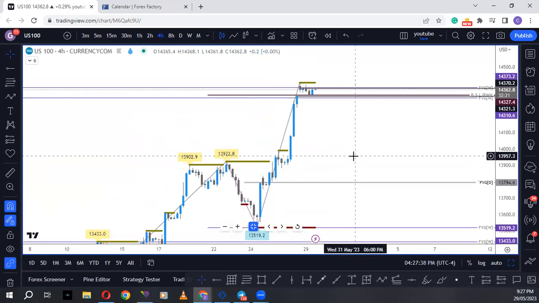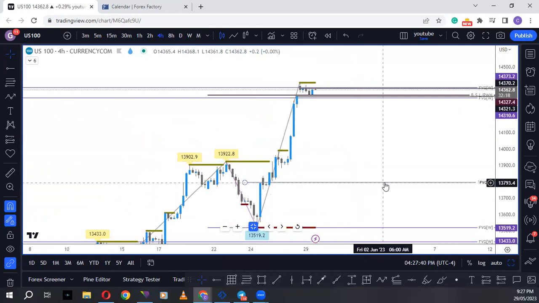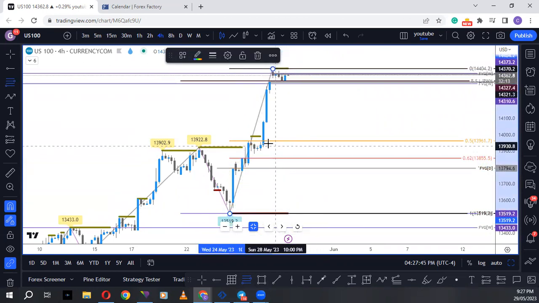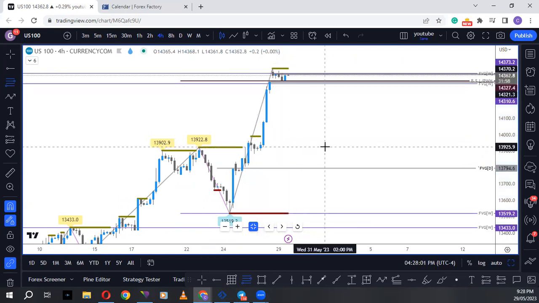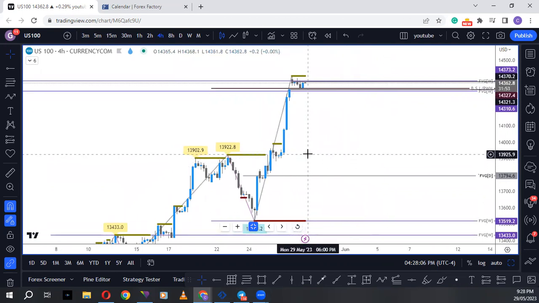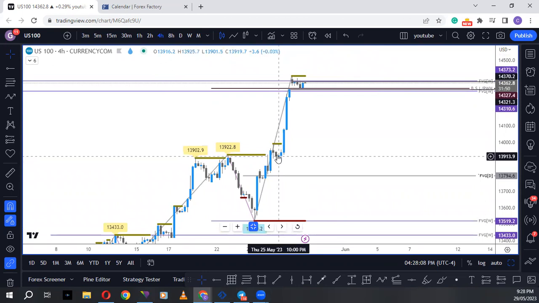So what do you do? You just take your Fib from this point to this point. This is the equilibrium. And do you notice the equilibrium is lining up with the other block, the bullish order block? So if this move up is to continue, this is where you'll be looking to buy. Above the equilibrium, there's a fair value gap there too. Yes, but the order block has a fair value gap, so price is going to come into it.